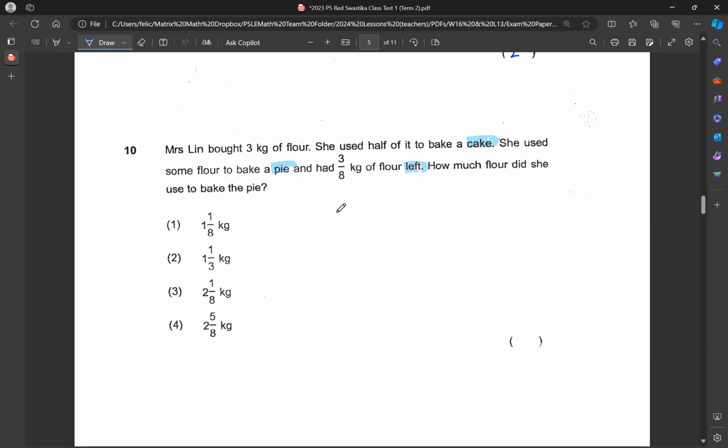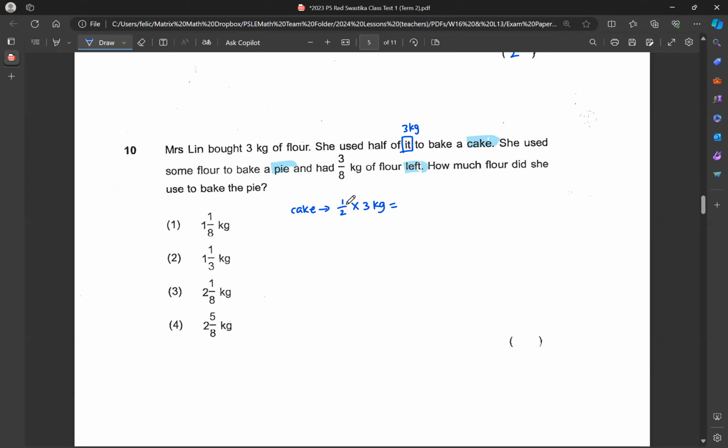Okay, so let's settle the mass used for the cake first, because right now I think we don't have that yet. Okay, so she used half of it. Of it means the it is referring to the 3 kg at first. So she used half of the 3 kg. So I'm going to just take half multiply by the 3 kg. Or alternatively, some of you want to take 3 kg divide by 2. That's all right also. Divide by 2 is the same as times half also.